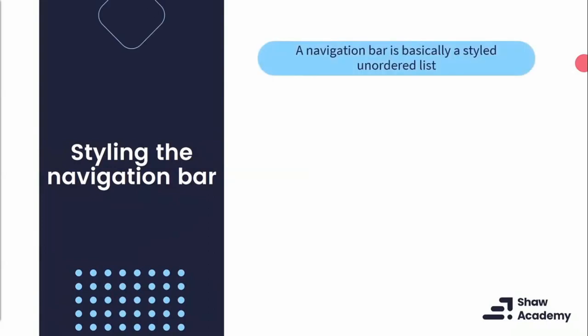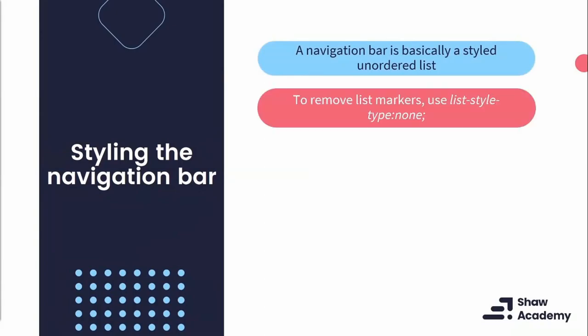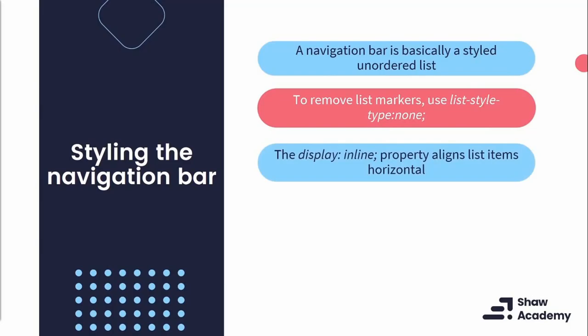First of all, a navigation bar is basically a styled unordered list accompanied by list items. Now, if you remember correctly, we house our list items inside of an unordered list or even an ordered list, if that is the case. So to remove the list markers, those disks that we were referring to earlier, we can simply call the list style type property again, and then set that equal to none. And that will essentially just remove any predefined or default disk types that are associated with an unordered list. Next, we can also use the display inline property, and this aligns the items horizontally.